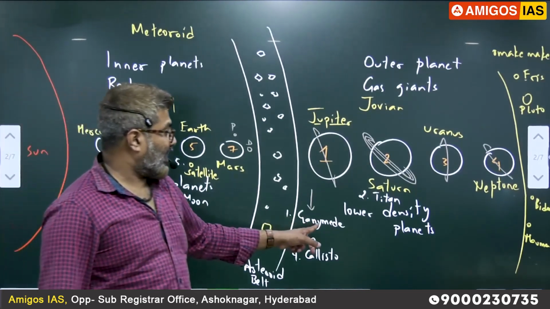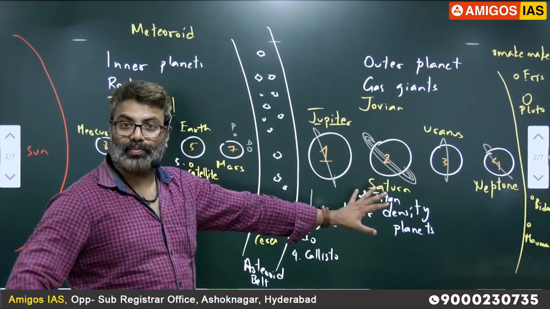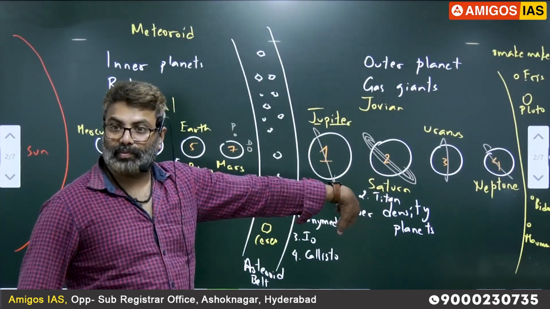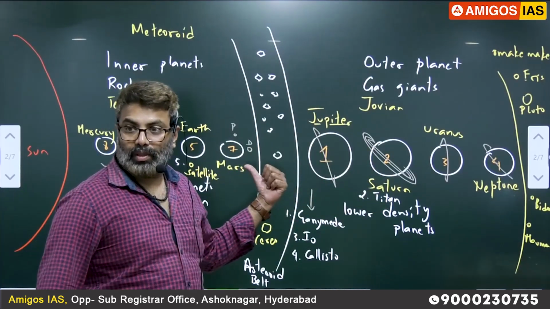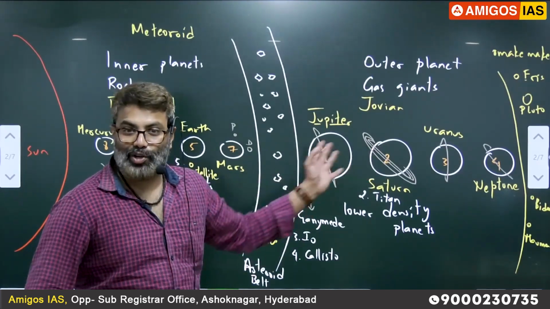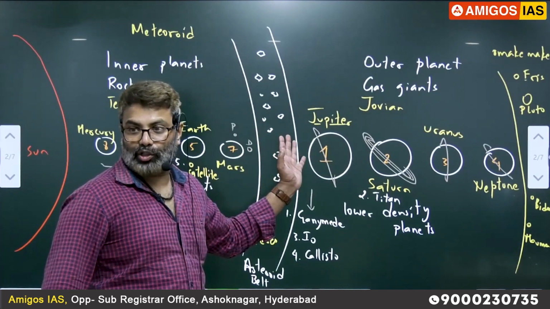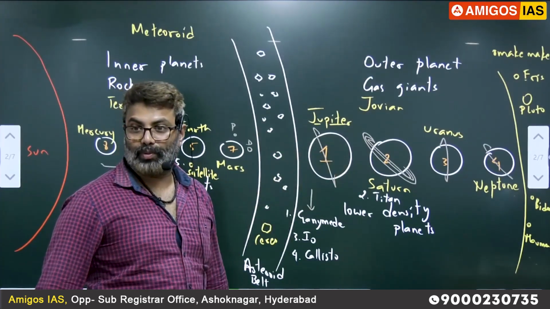Which is the largest satellite? Ganymede. Second largest, Titan. Remember these two. These two are popular along with Moon. These two are always competing for satellites, Jupiter and Saturn. Why? Because they are close to the asteroid belt, so they keep pulling them.